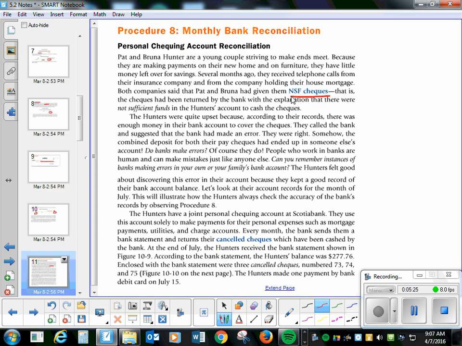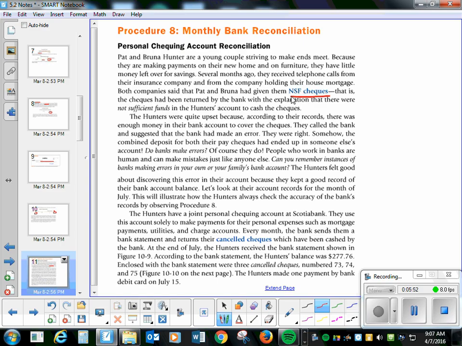Somehow the combined deposit for both their paychecks had ended up in someone else's account. And sometimes we think banks don't make mistakes, but they do, because they're human. And the hunters felt good about discovering this error in their account because they kept a really good record of their bank account balance. Let's look at their account records for the month of July. This will show us the hunters always check the accuracy of the bank's records by observing the reconciliation.